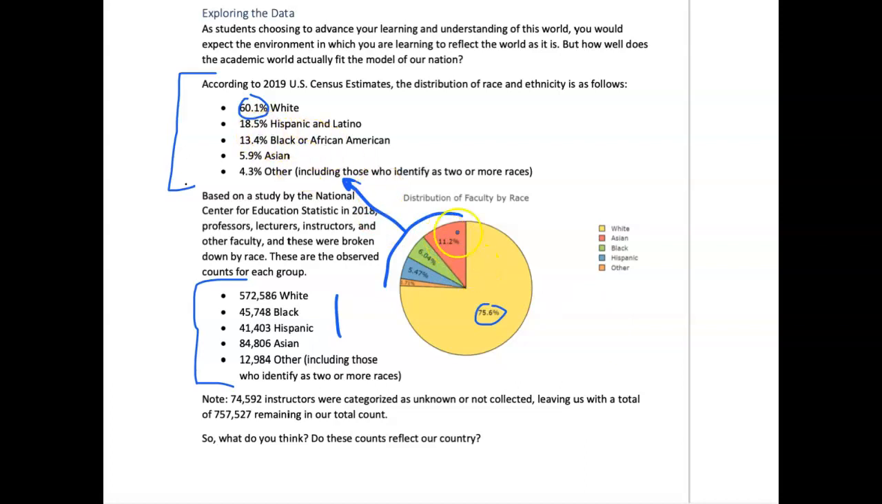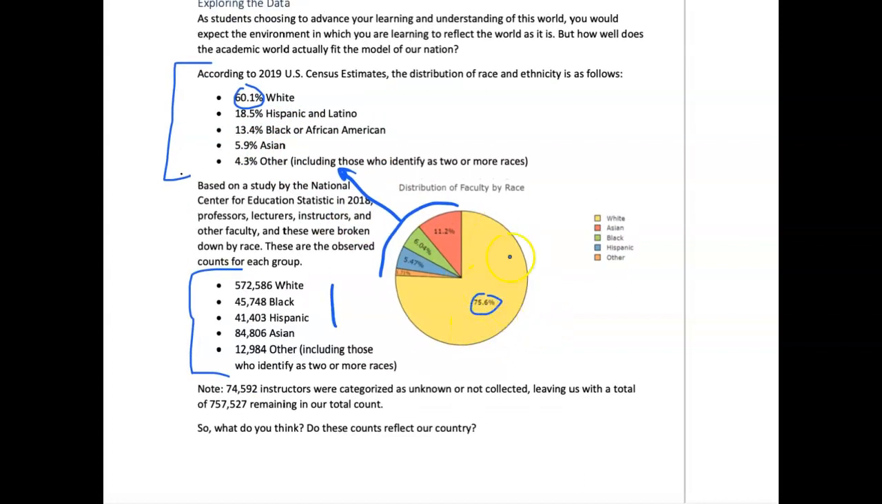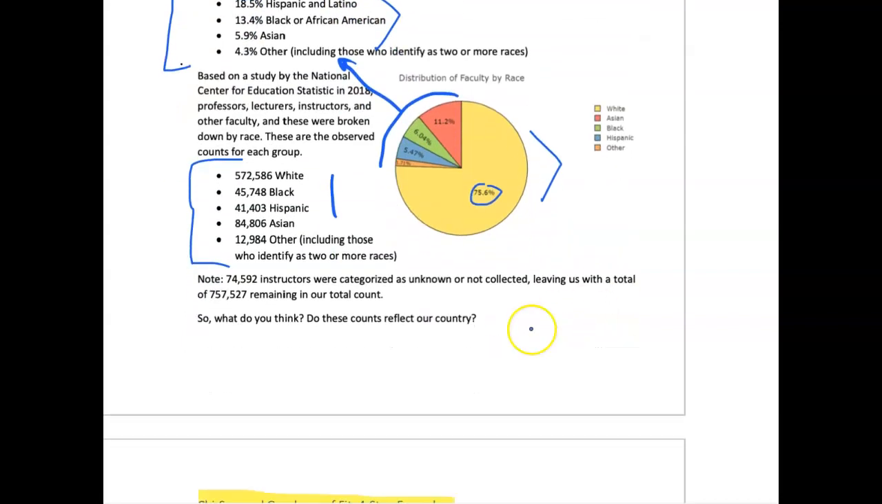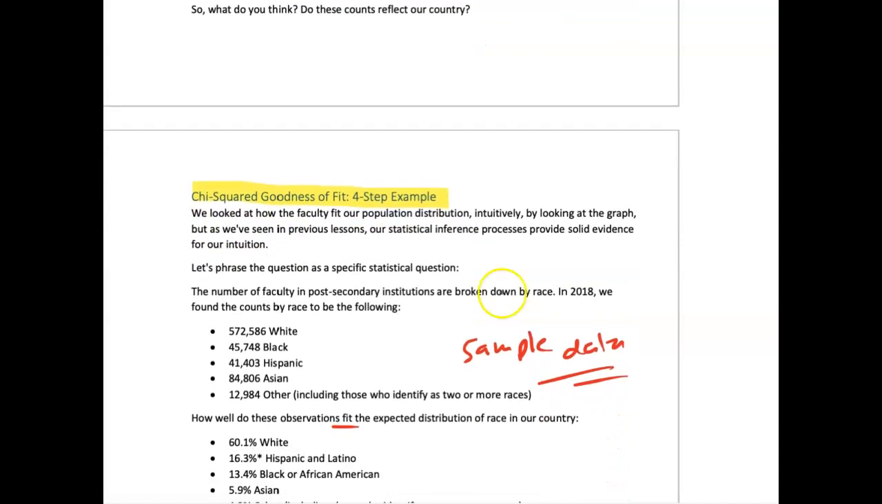See, it's hard to compare them all. The 11% is Asian, only 5.9%. So our instincts are kind of saying that this doesn't match up to the distribution, right? What we observe here, does it match up with what we expect from the US Census? And so that's the question that we would be trying to answer.